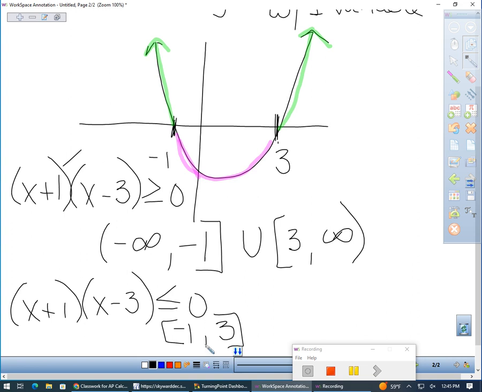Any questions? Right? It's just you're looking at the graph. It's up here, that's positive. Down here, it's negative. Right? If this just had a greater than or less than sign, the only thing that would change is instead of a bracket, it would be a parenthesis. Exactly. Okay?